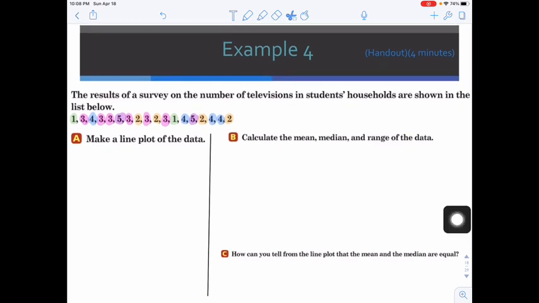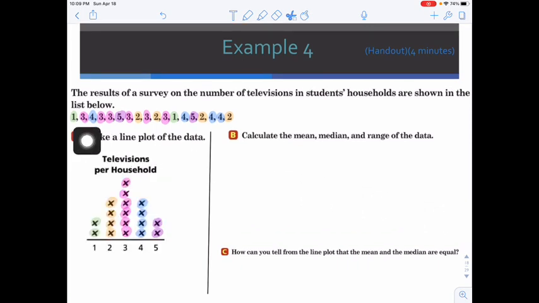Example 4 says, the results of a survey on the number of televisions in students' households are shown in the list below. Part A says make a line plot of the data. To make a line plot, it is helpful to color code the data values. So I just used a different color for each value.